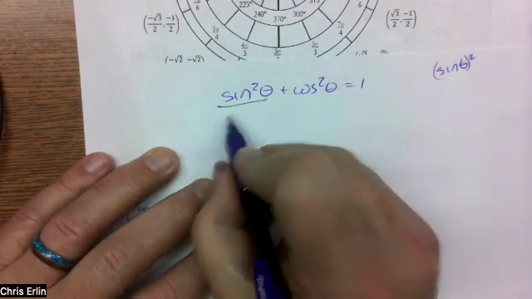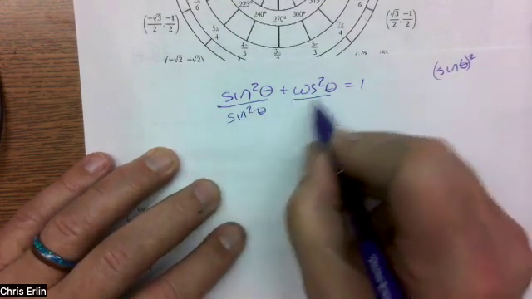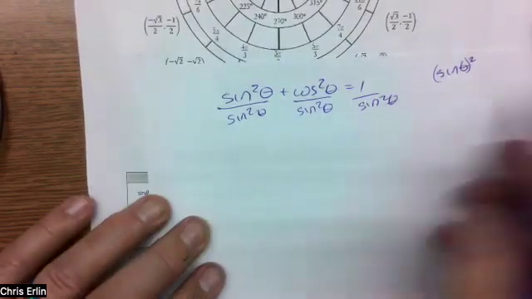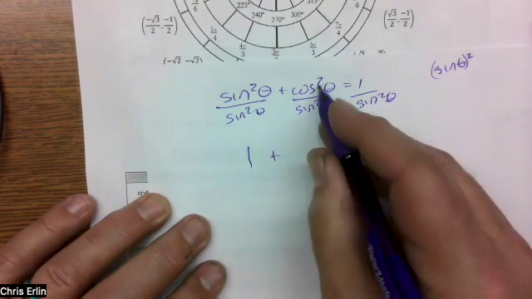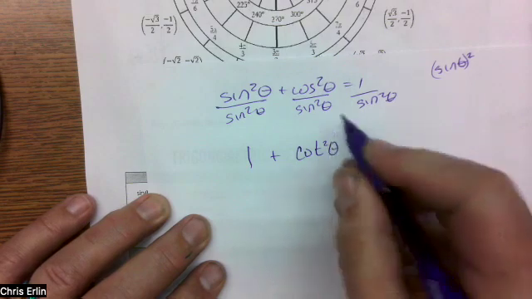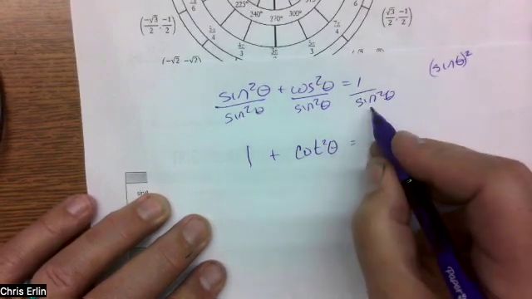I'm going to do some more magic math. I'm going to divide both sides by sine squared theta. Is that valid? Okay. Which gives me 1 plus cosine over sine is cotangent. What's the reciprocal of sine?